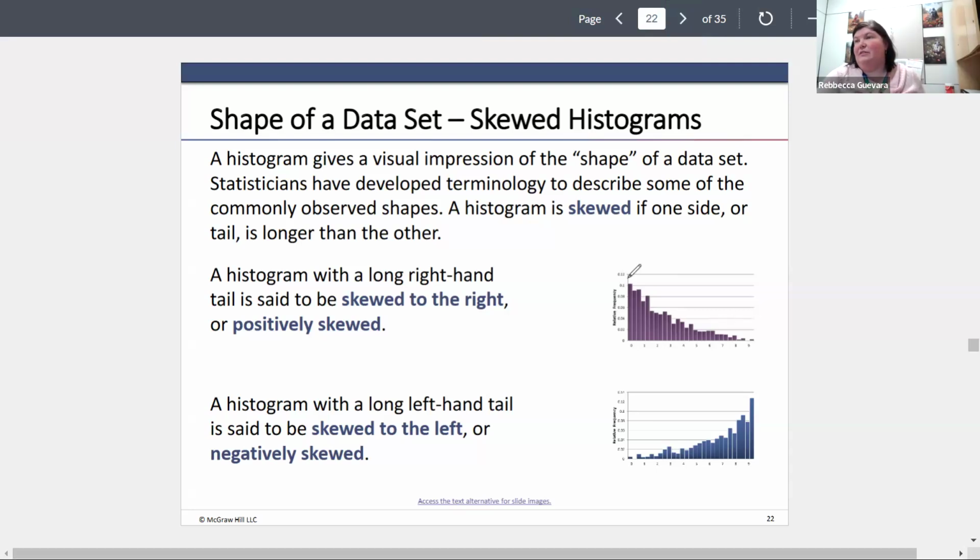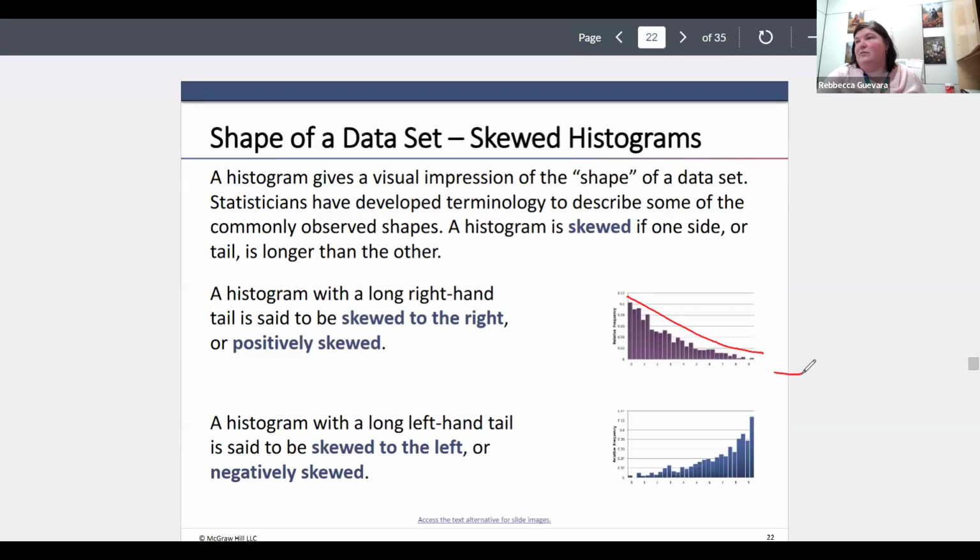So here I have a right tail. If my tail is to the right, we say this is skewed to the right. We're always skewed towards the tail. Because you're going in this direction and this direction is more positive, we call that positively skewed.